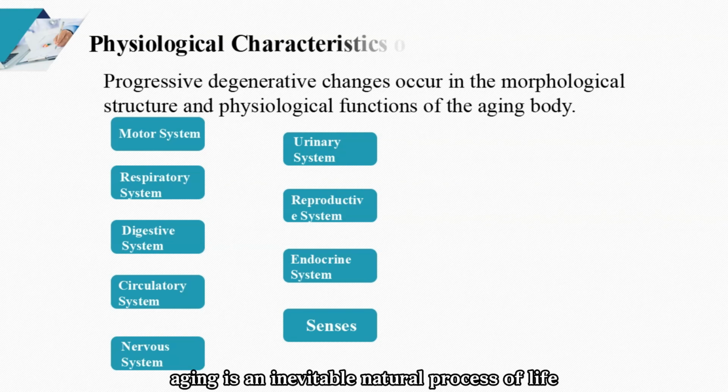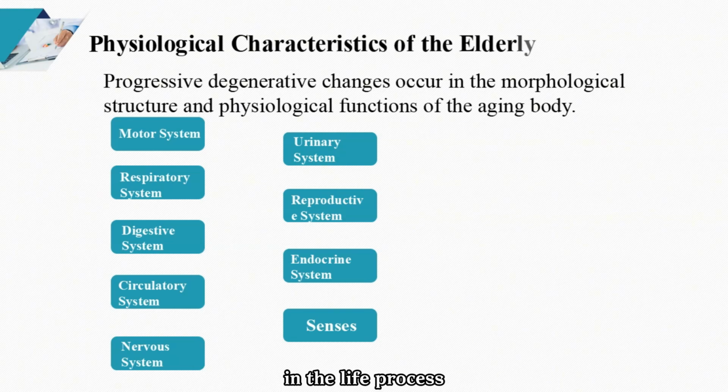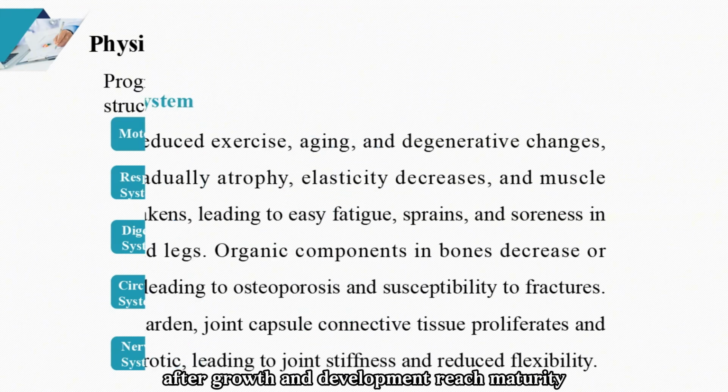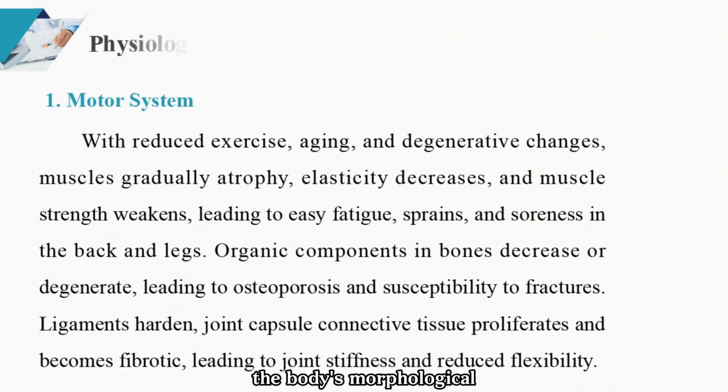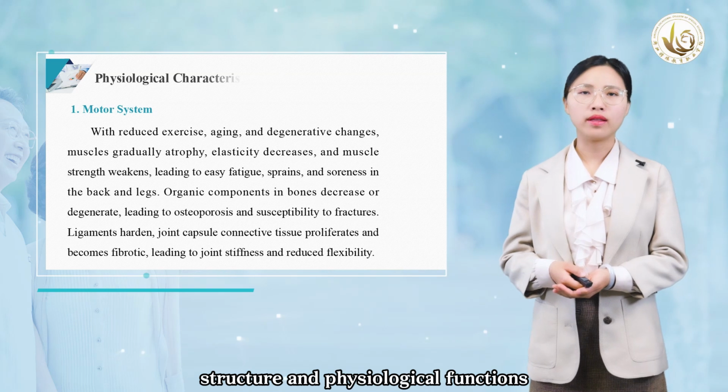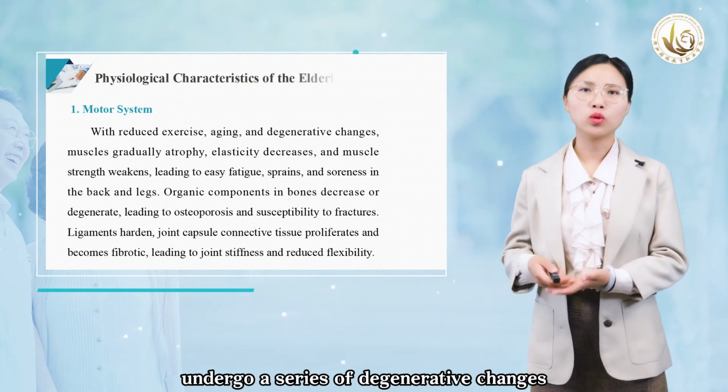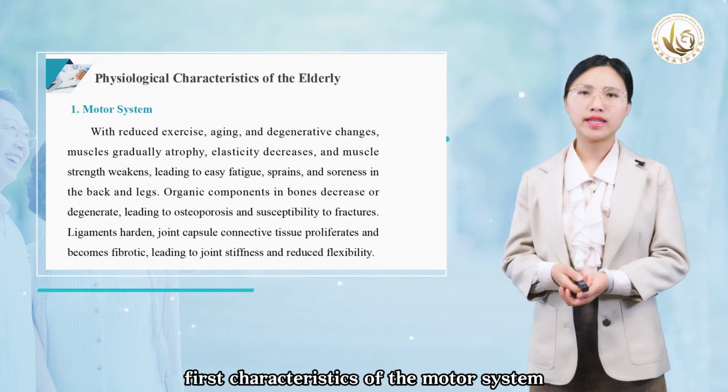Aging is an inevitable natural process of life. In the life process, after growth and development reach maturity, the body's morphological structure and physiological functions undergo a series of degenerative changes. First, characteristics of the motor system.